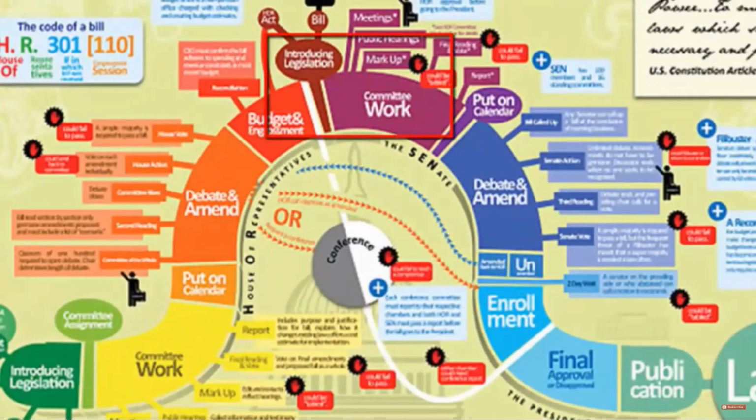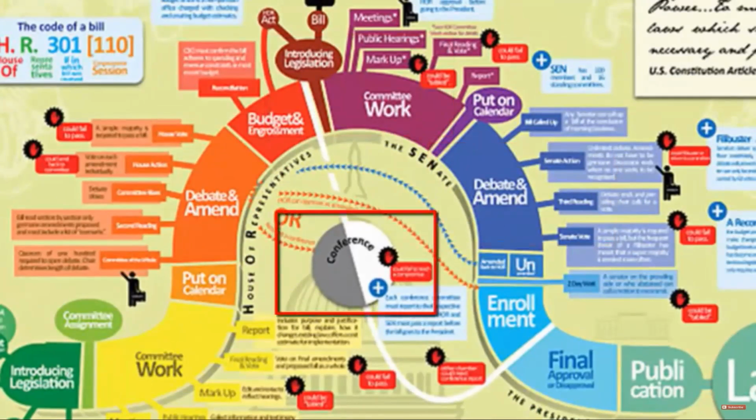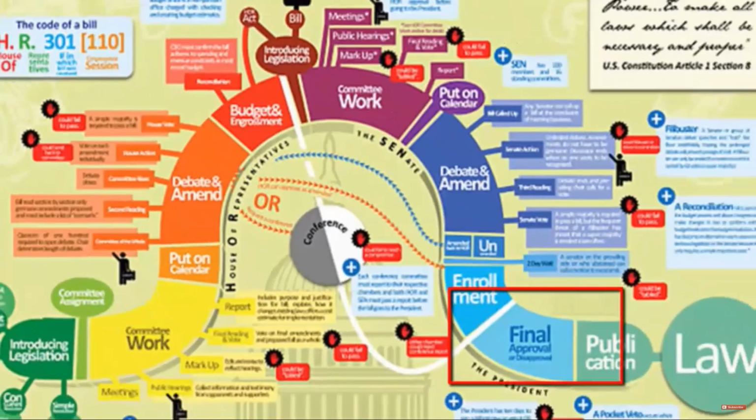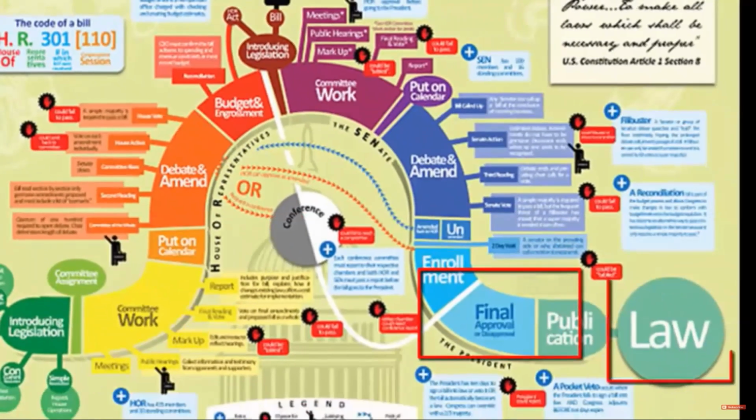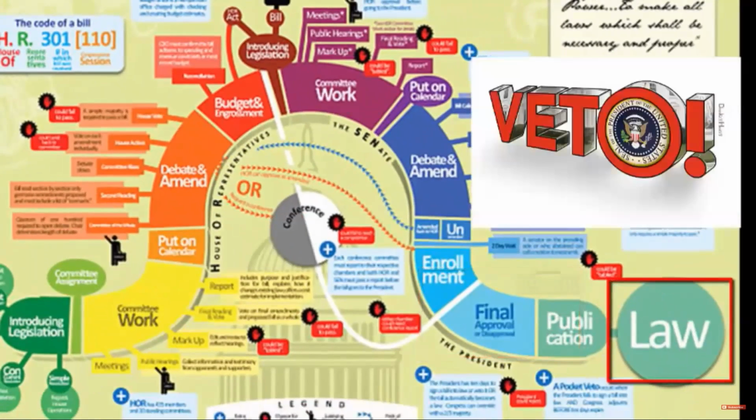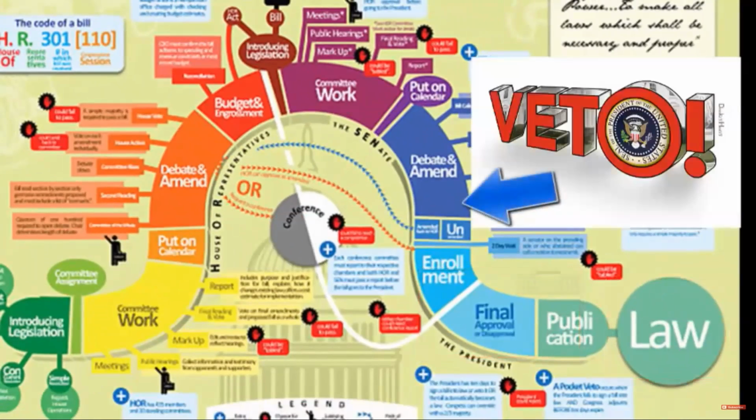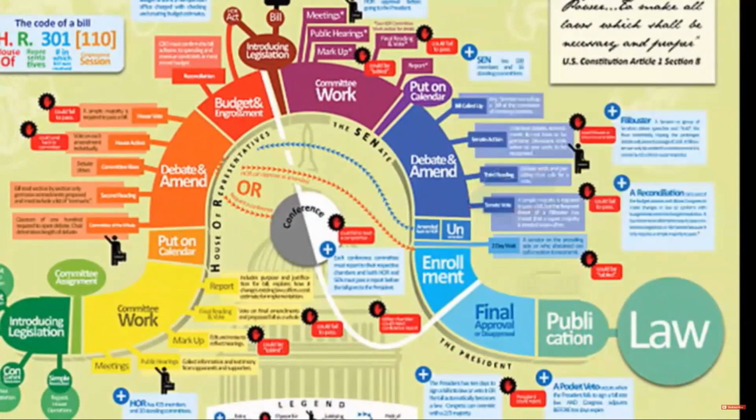If they've made it that far, they are sent to the other house, where the process starts all over. Committee, debate, and amendments, vote, and after it's gone through both houses, it gets sent to a conference committee to make sure the two versions of the bill match up. After that, they are sent to the president, who can either sign the bill, making it law, or veto the bill, in which it gets sent back to Congress. Now, Congress can override the president's veto with a 2/3 vote, but this is pretty rare.